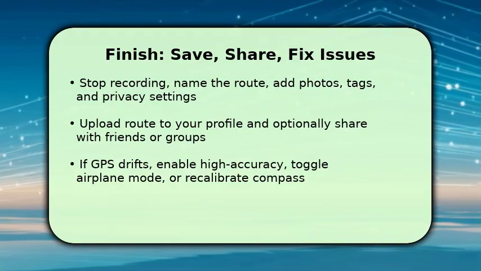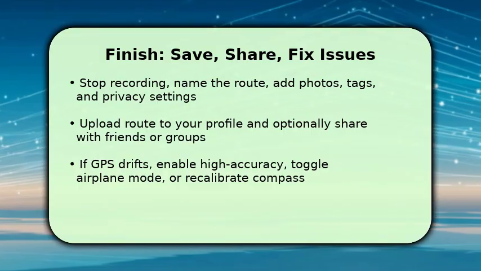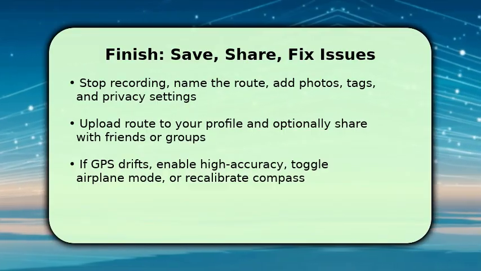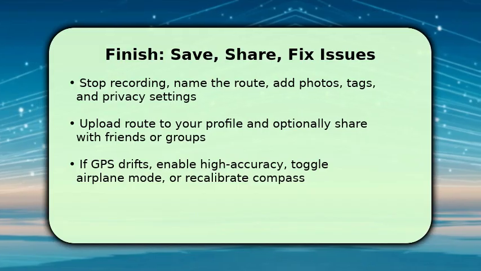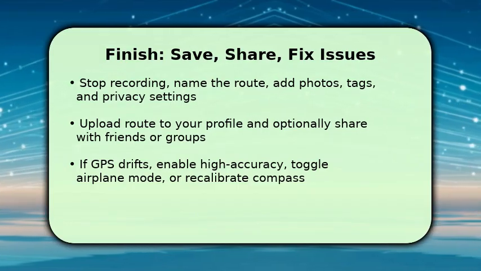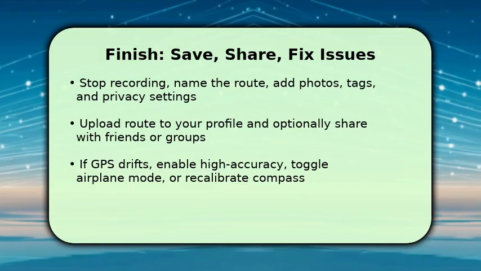If you notice GPS drift or missing points, enable high-accuracy location, toggle airplane mode and back, or recalibrate your compass. These quick fixes usually restore accurate tracking without losing your recorded data.